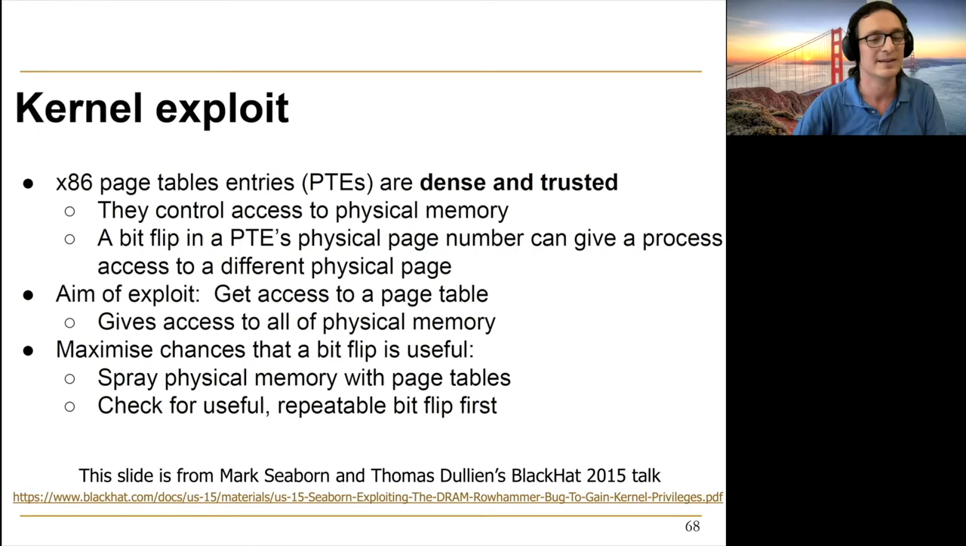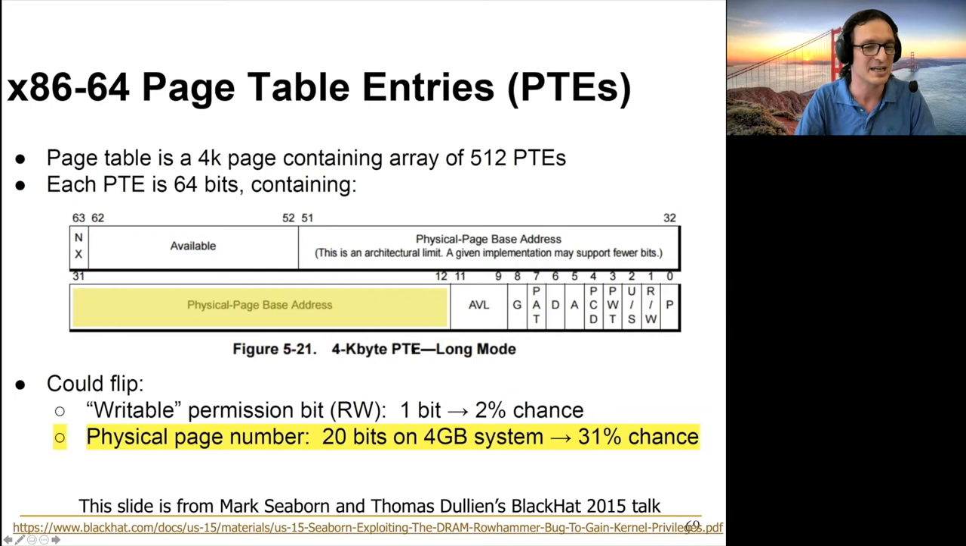They show a very similar page table entry as I showed you, except this is the long mode. It's basically a 64-bit entry PTE. x86 has many different types of page tables, if you will, because they support backwards compatibility with 32-bit, 16-bit, 8-bit address spaces, etc. But basically, this is what they say. A page table is a 4K page containing an array of 512 PTEs. Each PTE is 64 bits, as we have discussed, right? And there's a physical page address.